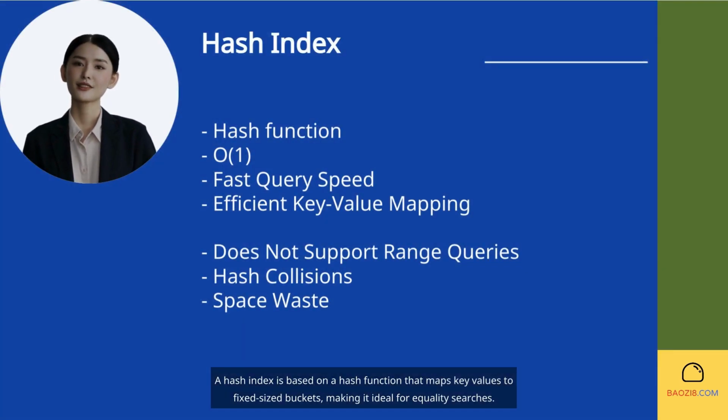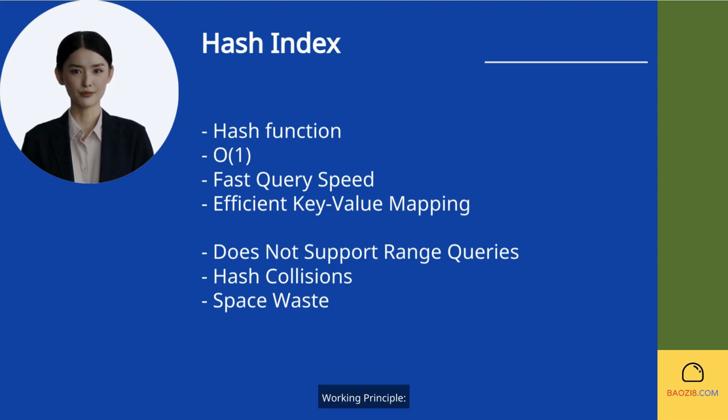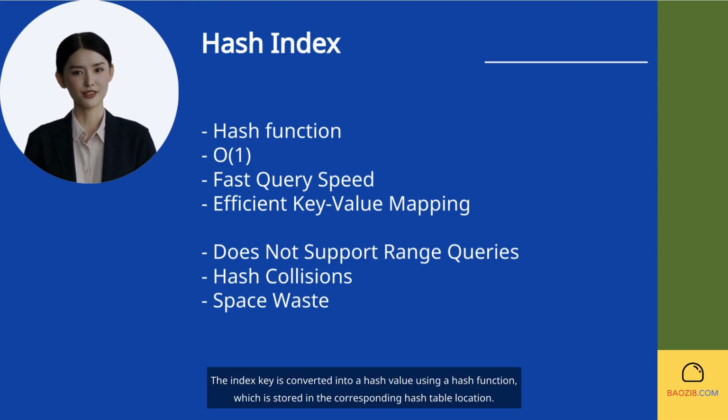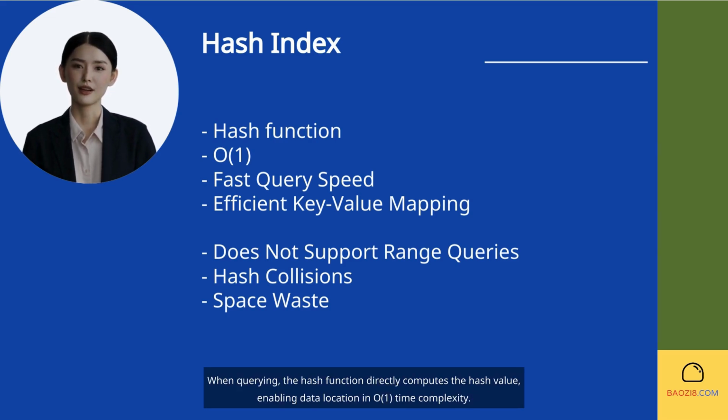A hash index is based on a hash function that maps key values to fixed-sized buckets, making it ideal for equality searches. Working principle. The index key is converted into a hash value using a hash function, which is stored in the corresponding hash table location.